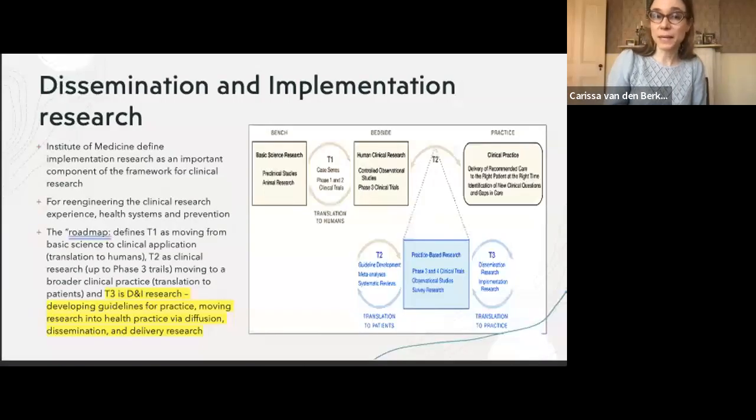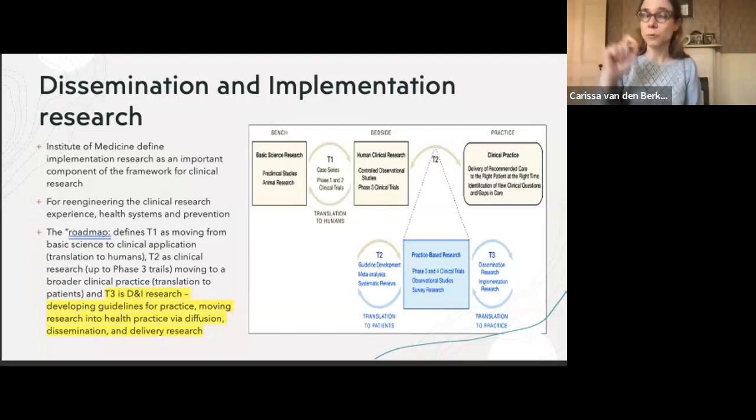So we could think about how many issues would have been resolved if penicillin had come right when it showed up, right? Dissemination and implementation research. The Institute of Medicine defines implementation research as an important component of the framework for clinical research. This component is important for re-engineering the clinical research experience. It's also important for re-engineering health systems and prevention systems.